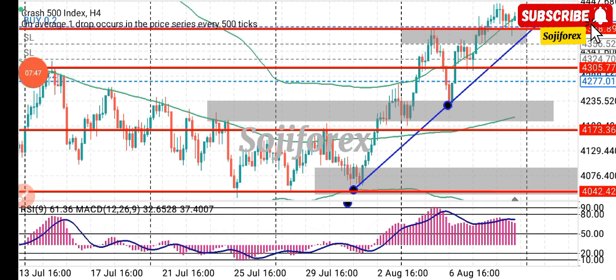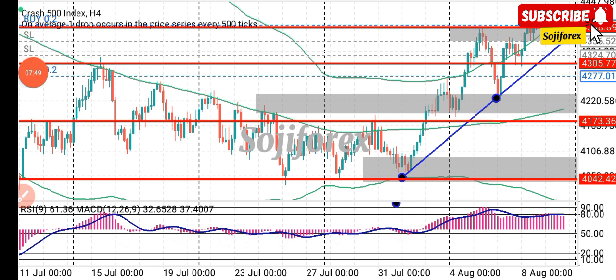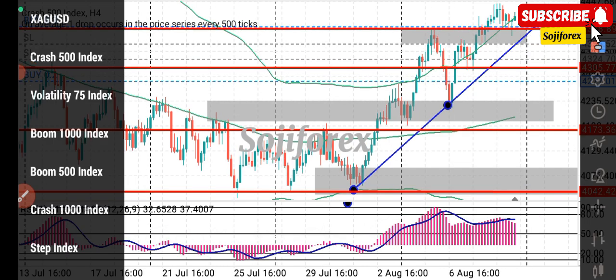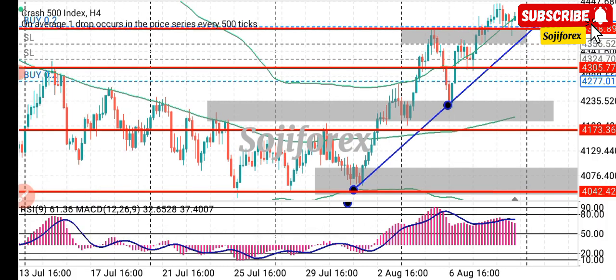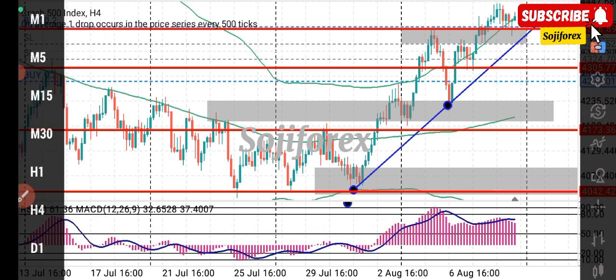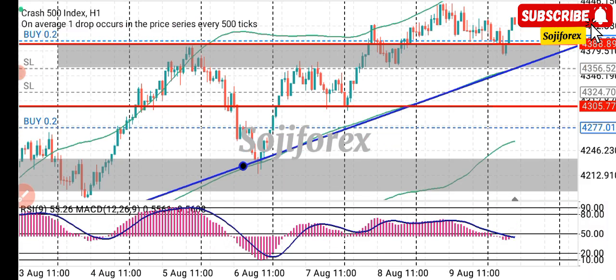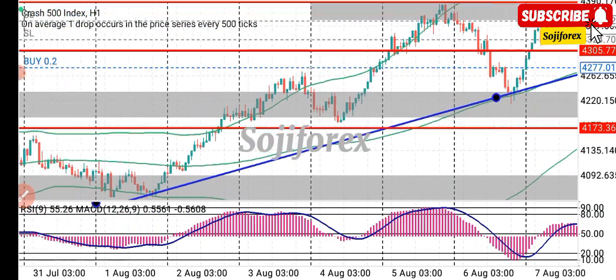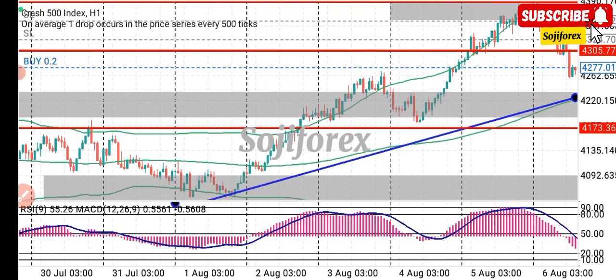So let us take the journey further. So we have established those zones. Now that I've done this, I will move to my lower time frame. I'll move to my lower time frame, come to my 1 hour time frame. And now look at my 1 hour time frame.